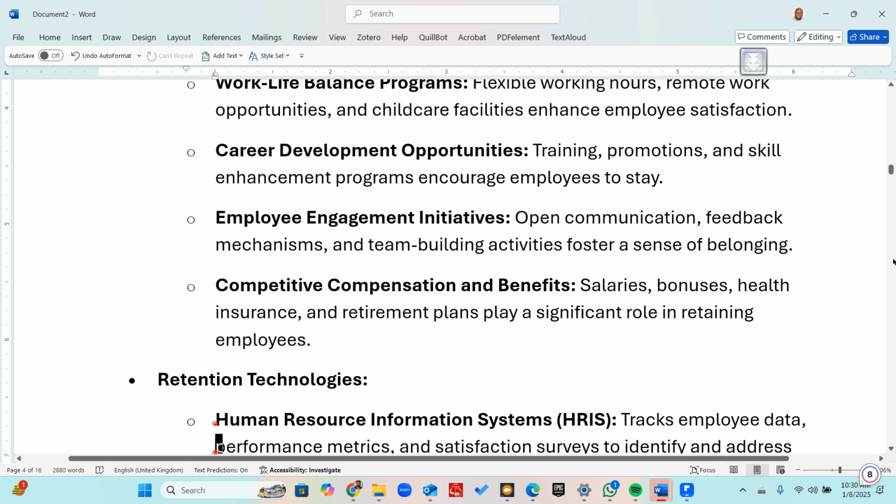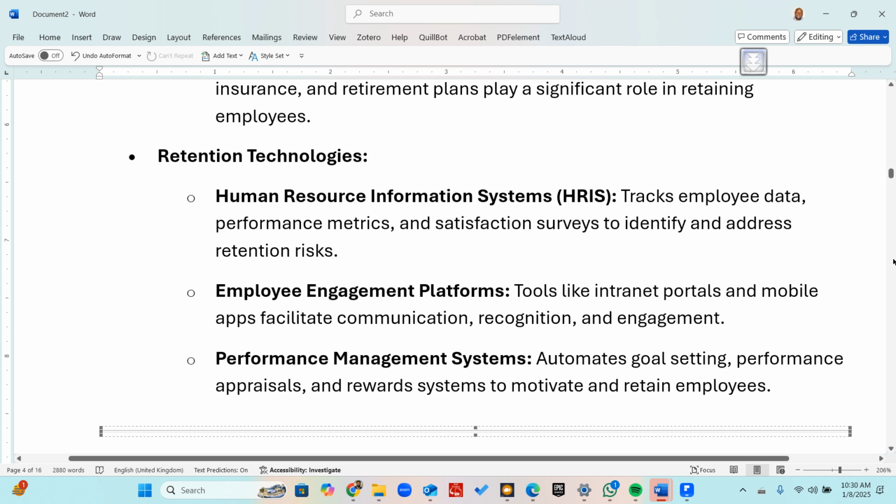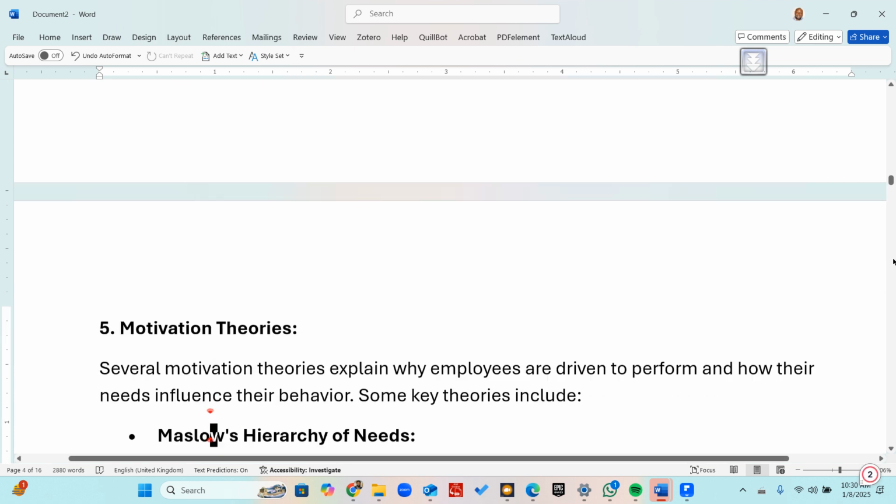Now, when it comes to technologies, we have retention technologies. We have the human resource information system, which tracks employee data, performance metrics, satisfaction surveys to identify and address retention risk. Employee engagement platform tools like intranet portals, mobile app facilities, recognitions. And then we have a performance management system, automate goal setting, performance appraisals, reward systems to motivate and retain employees.